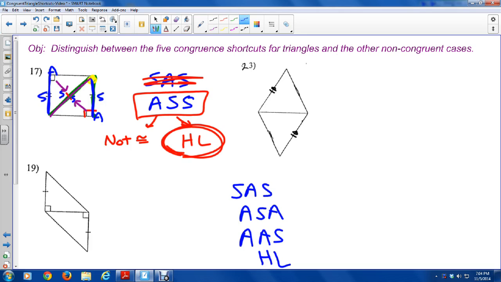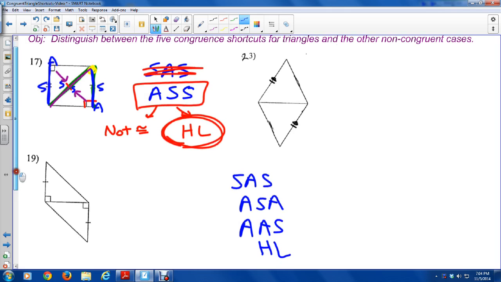The problem is that there are so many right triangles that aren't congruent by HL that I like to, and all the other shortcuts have your A's and your S's. I like to just go with the A's and the S's, and if I get the ASS case, then I make my decision. Okay. Number 19, let's see how it works out.